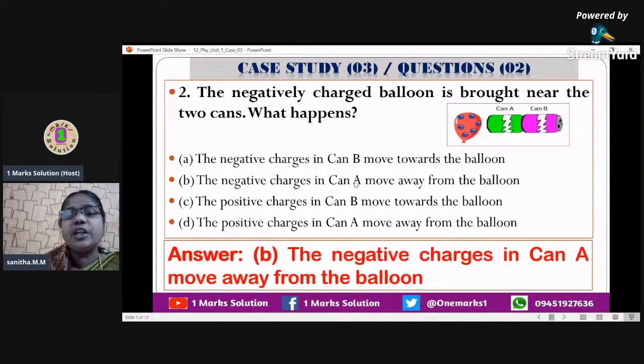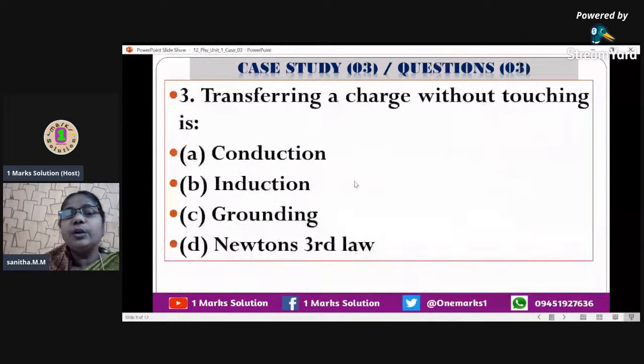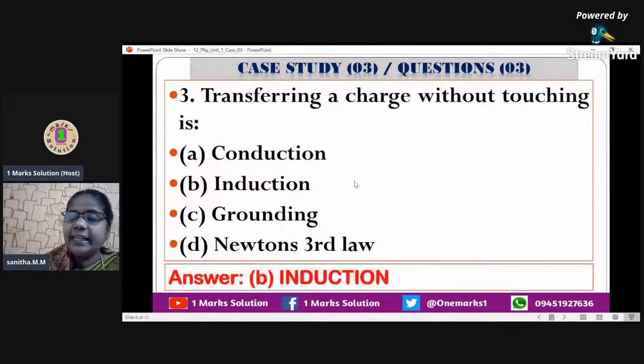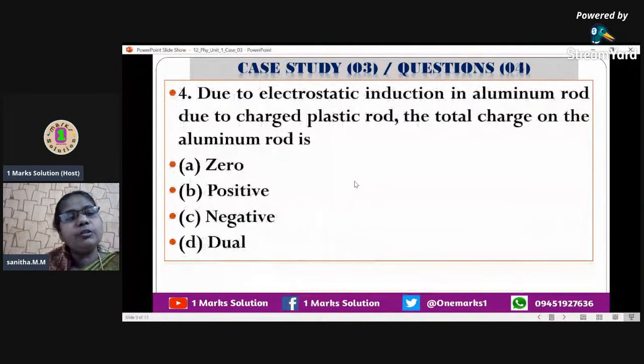Transferring a charge without touching is. What will be the answer? No doubt, that is induction. Without any contact, without any loss, and inducing opposite charges, we can call it induction. Now we can go for the fourth question.